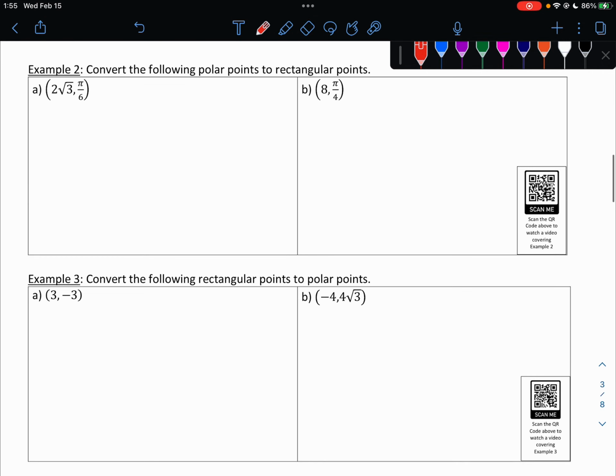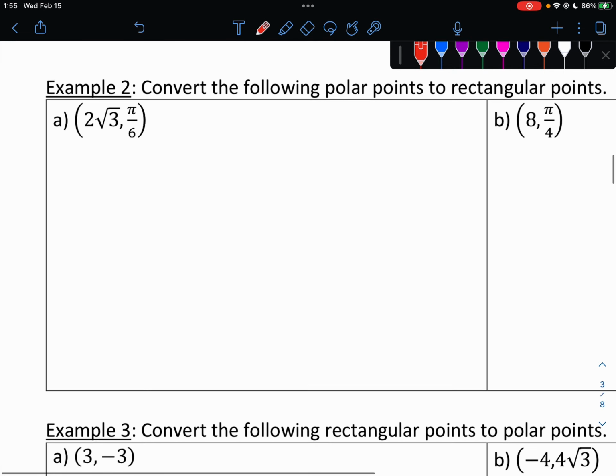All right, so next slide, there are 4 problems, 2 of each. If you'd like to try these on your own at this point, please feel free to do that. Pause the video here and come back when you're ready. Otherwise, you can stick with it right now and we'll go through them.